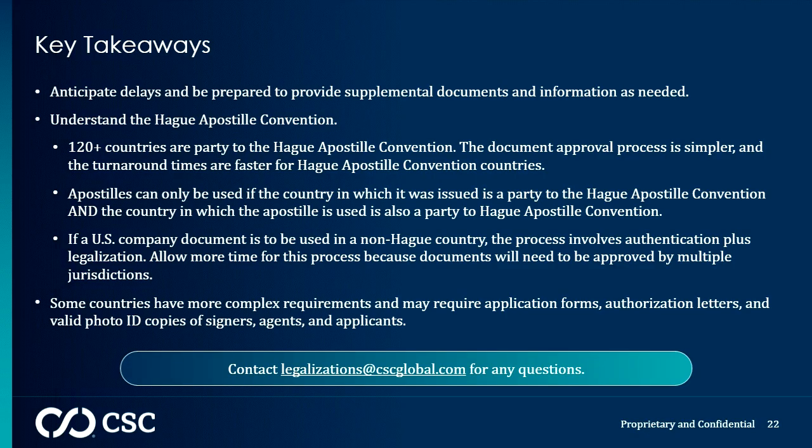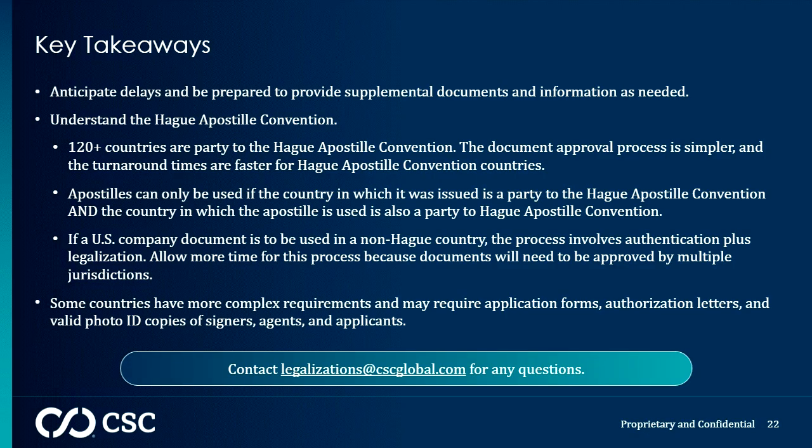If you have both countries that are part of it, you can use the apostilling process, and it's so much faster and so much easier. But remember, both countries have got to be signatories to the Hague Convention, both the issuing country and the receiving country. If you've got a U.S. document that's going to be used in a non-Hague country, that process involves authentications, possibly, plus that legalization. You will definitely need more time because it's multiple jurisdictions, and if it happens to be a non-governmental document, it will probably take a little bit longer.